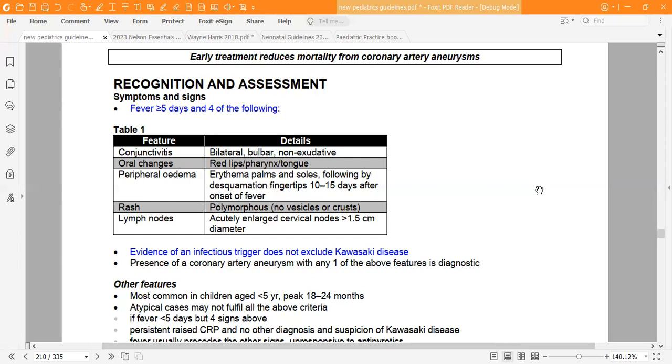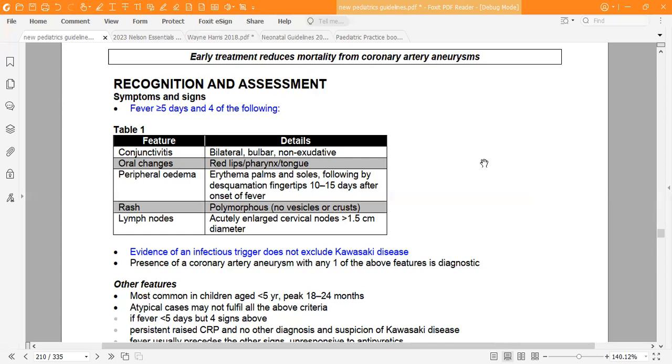Rash, polymorphous, no vesicle or crust, just polymorphous rash. Lymph nodes, acutely enlarged cervical nodes, more than 1.5 centimeters in diameter. Evidence of an infectious trigger doesn't exclude Kawasaki disease. Presence of a coronary artery aneurysm with any one of the above features is diagnostic.